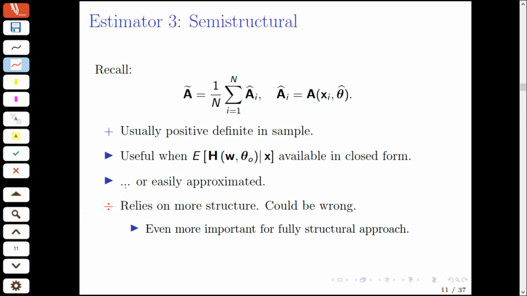And now we see the drawbacks of this method, in that it relies on more structure, right? It relies on us knowing this stuff and us being right in our calculation of this stuff, which of course could lead to errors. A similar type of critique could be directed at the fully structural approach, or what we called the most structural approach earlier.